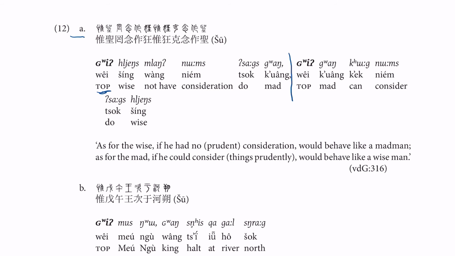As for the wise, if he had no prudent consideration, he would behave like a madman. And as for the mad, if he could consider things prudently, he would behave like a wise man. So here, the topics are gui clings and gui guan. So gui clings means the wise or the wise man, and gui guan means the mad or the madman.